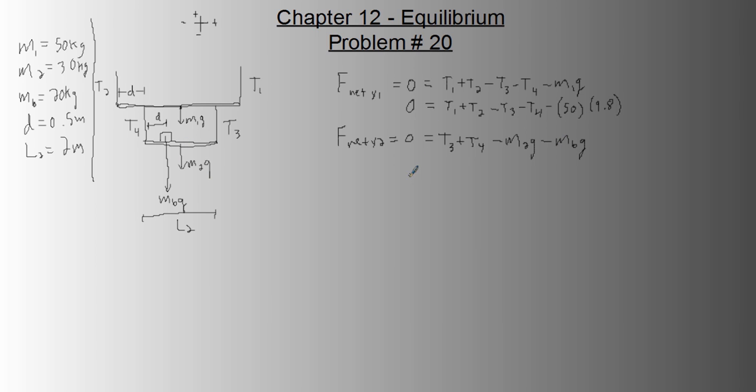Alright, and we know a lot of these values, so I'm going to do a couple things that you may or may not have thought of. See how there's a negative T3 minus T4 here, and a T3 plus T4?